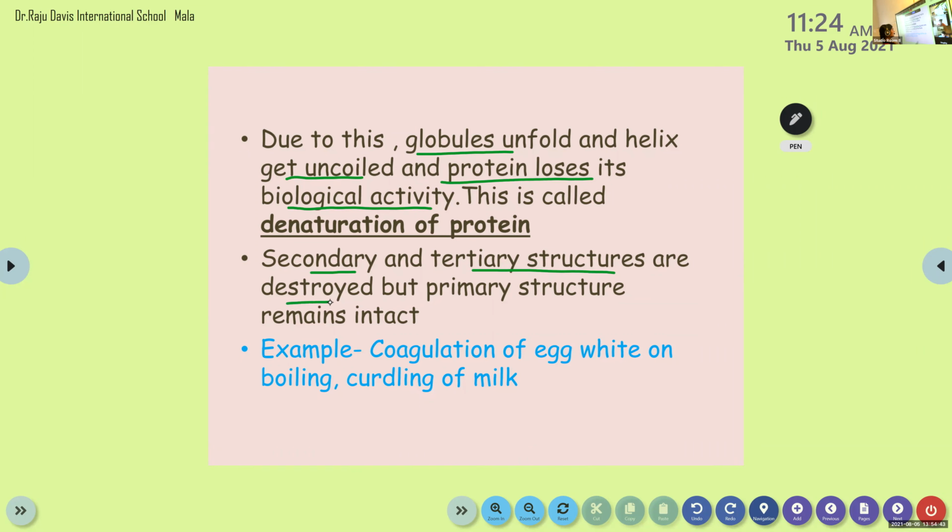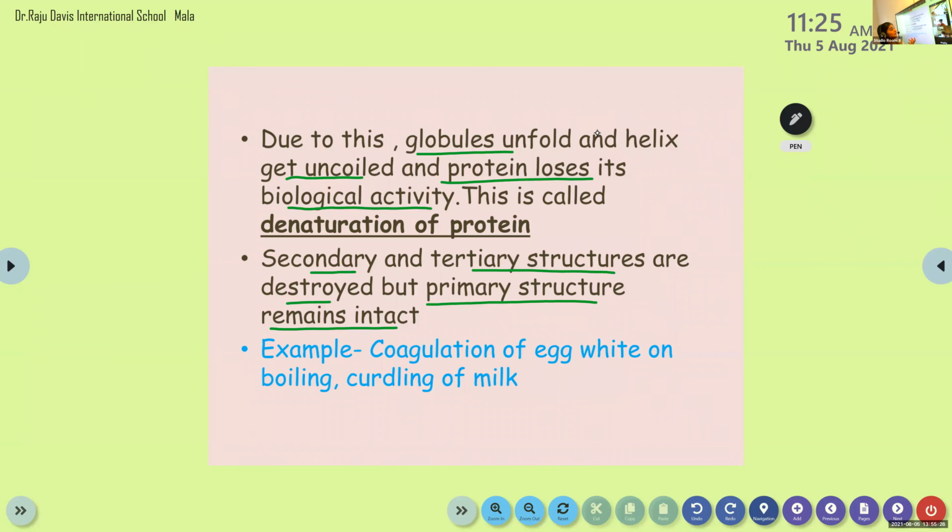Quaternary is already destroyed. Then secondary and tertiary structures are destroyed, but the primary structure remains intact, because there is no hydrogen bond in the primary structure. Do you remember that one, the polypeptide chain? Here only water molecules are removed, then the amino group and carboxyl group join together to form a peptide linkage. There is no hydrogen bond there. The secondary, tertiary and quaternary structures are based on hydrogen bonds. So due to denaturation of protein, secondary and tertiary structures are destroyed, but the primary structure remains intact.